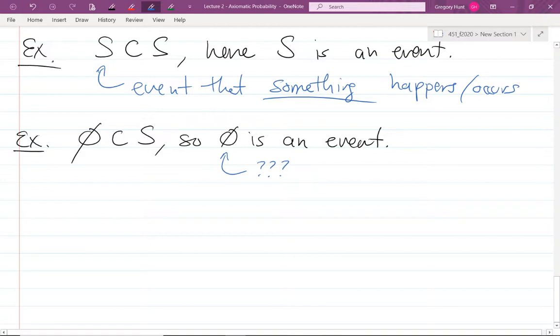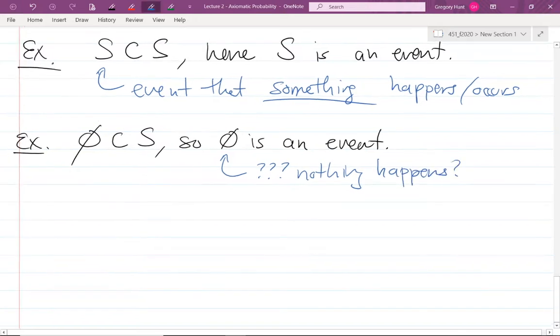It's a very important event. So in some ways, it's the event that nothing happens, maybe. Let's say question mark, nothing happens. It's a bit hard to interpret, but it's a super important event, and it is definitely an event. And we're going to talk next lecture about what the probability is that, say, nothing happens. Okay. So those are the basic definitions.